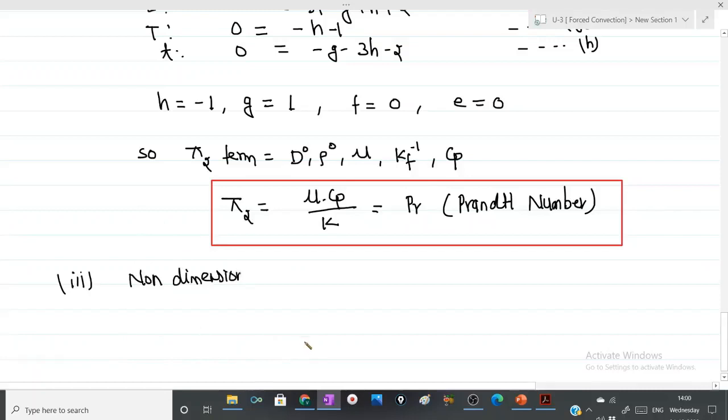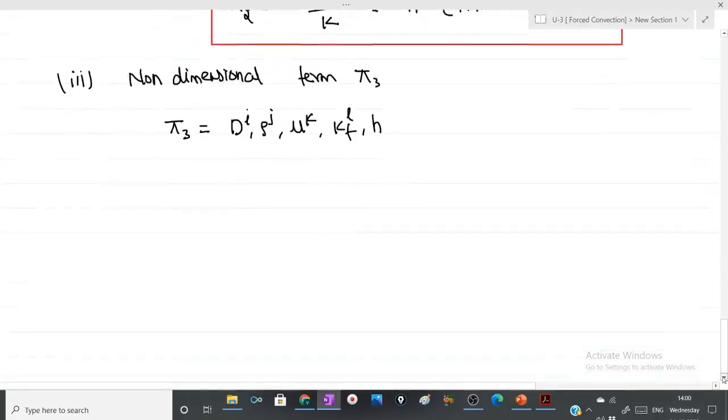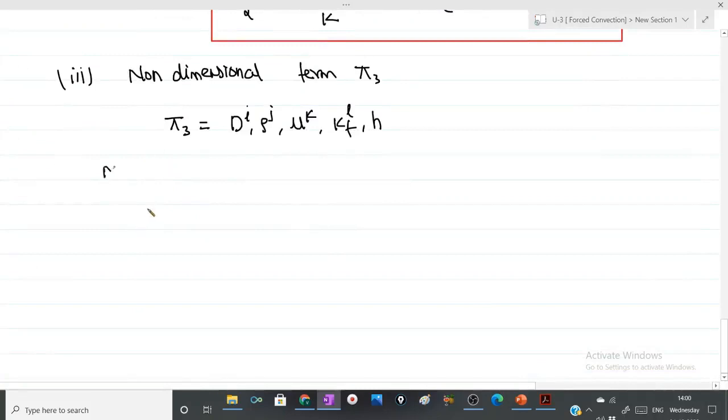non-dimensional term pi 3. So first let us write down the equation variable for pi 3. e to power i, rho to power j, mu to power k, and kf to power l, and the selected variable is h. Now once again, let us express all these in terms of primary dimensions m0, L0, t0, small t.